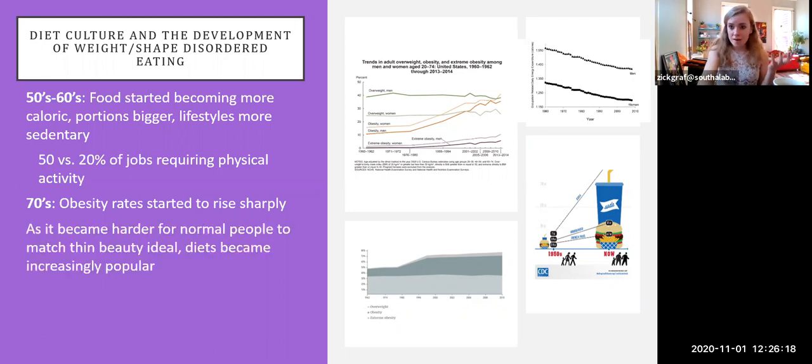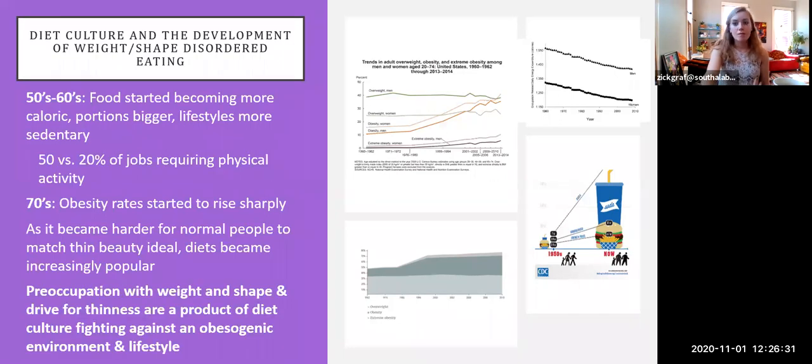So starting in the 70s, but continuing today, it's becoming harder and harder for normal people to match the thin beauty ideal. And as that happened, weight loss diets became increasingly popular. So the position that I tend to agree with is that preoccupation with weight and shape and drive for thinness are a product of diet culture, but also a product of an obesogenic food environment and lifestyle in the United States that makes it very difficult for average people to be thin and to even come close to achieving this thin ideal.